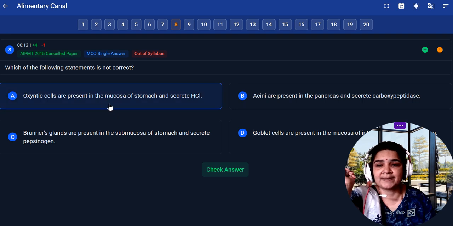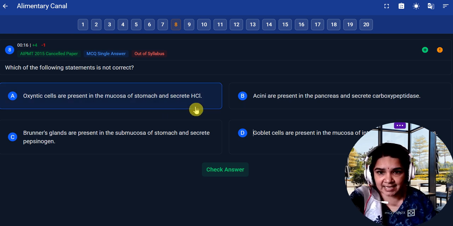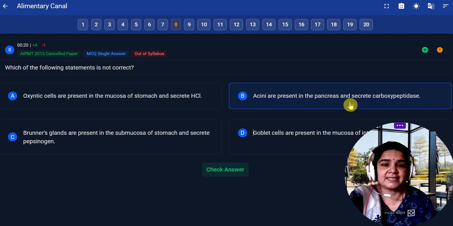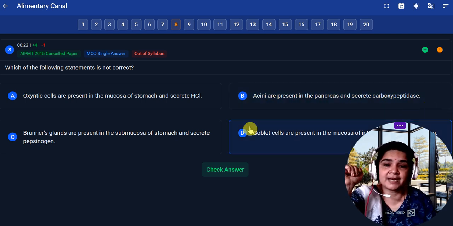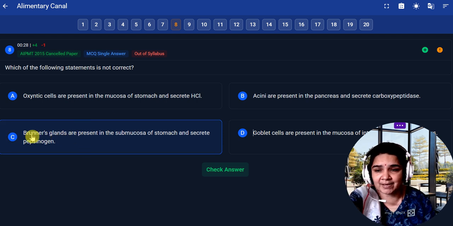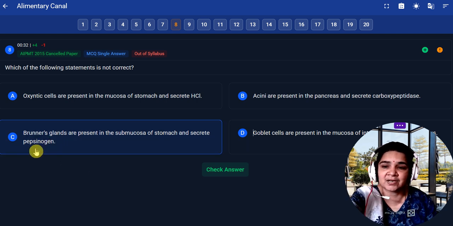Now, which of the following statements is not correct? Oxyntic cells are present in the mucosa of the stomach and they secrete HCl. Yes, it is correct. Acini are present in the pancreas and secrete carboxypeptidase. It is also correct. Brunner's glands are present in the submucosa of the stomach and secrete pepsinogen. It is wrong. Why? Because Brunner's glands are related to the duodenum of the intestine and are not related to the secretion of pepsinogen.